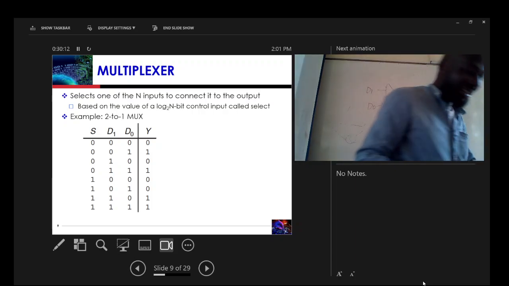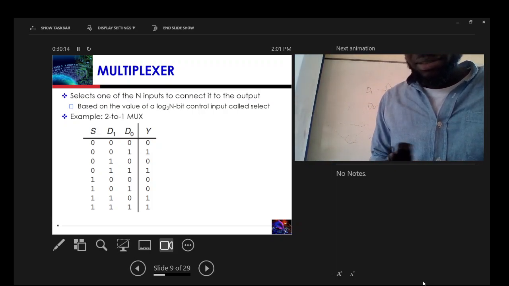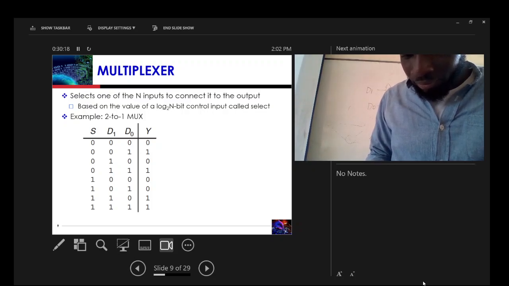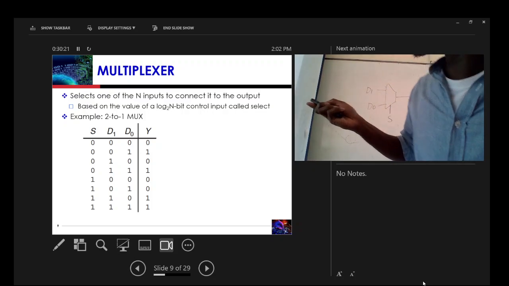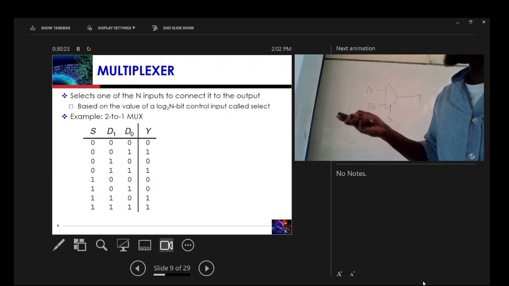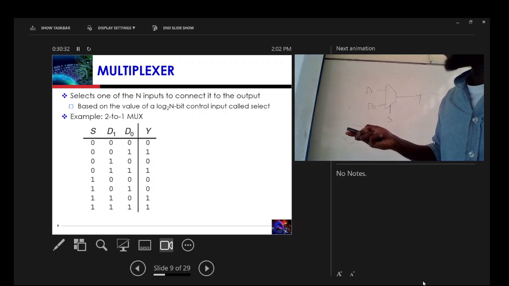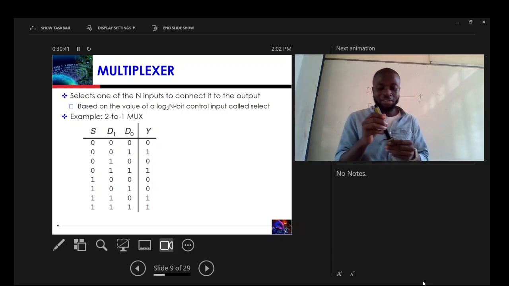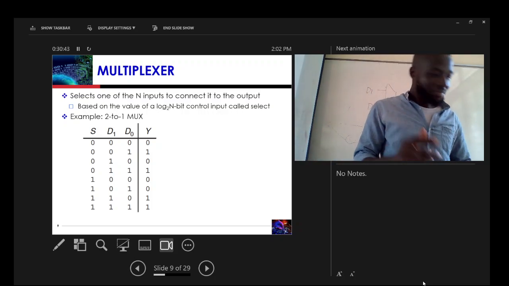I have a pointer so that you guys see it well. So here, you see when S is 0, D0 and Y are the same. Have you seen it? When S is 1, D1 and Y are the same. You see how simple that is? You just have to look at the truth table and then you can use that.